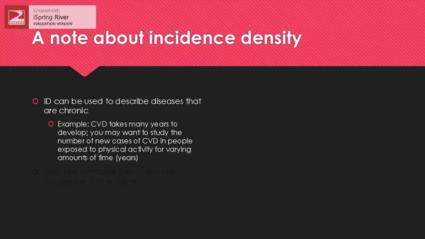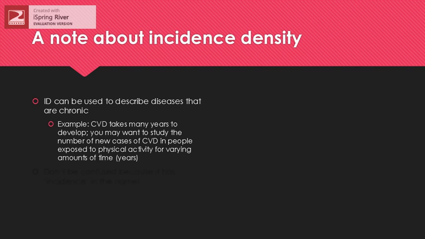I want to just briefly make another note about incidence density. I think this is confusing a few people as well. Incidence density can be used to describe diseases that are chronic. I know that I said at one point that incidence is for acute conditions, while prevalence is for chronic. But incidence density is a little different, and it can be used to describe diseases that are chronic. So I apologize if that was confusing to you.